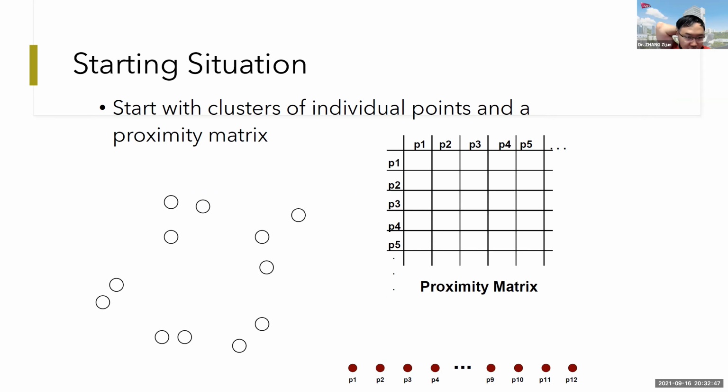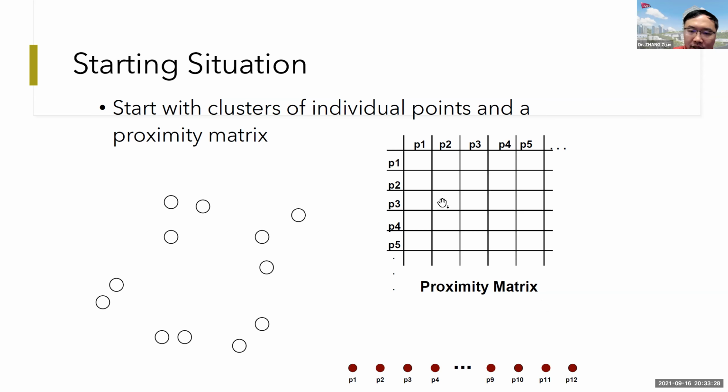So the starting situation in agglomerative hierarchical clustering. Every time we start with agglomerative hierarchical clustering, we start with clusters of individual points and the proximity matrix. For example, we have 12 data points. They are distributed in a two-dimensional space like this. And we will label each of the data points P1 to P12. This is just an index to denote each of the data points.